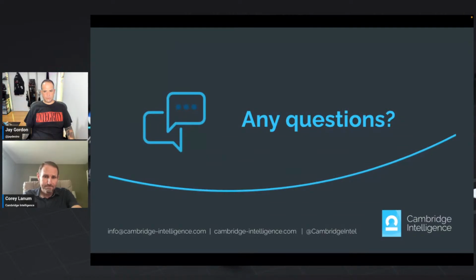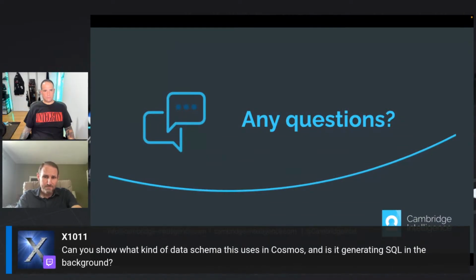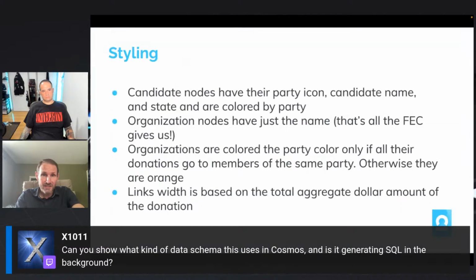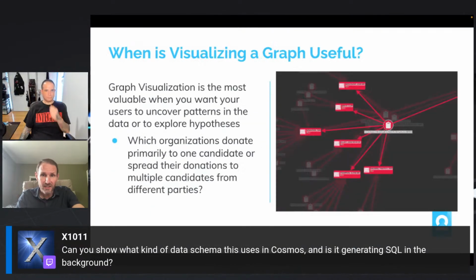Sure, Corey. We've got one right now. Can you show what kind of data schema this uses in Cosmos? And is it generating SQL in the background? It's generating Gremlin in the background, and I showed that on the slide here.